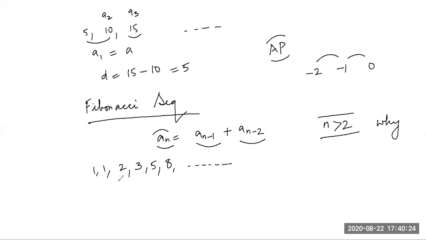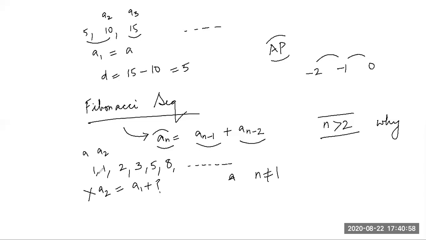But can you apply this definition to the second term or the first term? No, we cannot. If you want to find the second term, as per the definition of the Fibonacci sequence, you have to add the last two terms, but we only have one term before this, that is a1. We don't have the previous term of an, so that's why n cannot be 2. Similarly, obviously n cannot be 1 also.